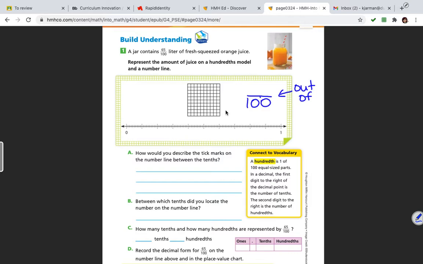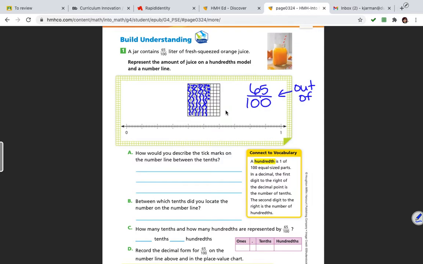So we're going to count out 65. That is 6 tenths and 5 hundredths. So that's 1/10, 2/10, 3/10, 4/10, 5/10, 6/10. So over half of 100, and then we're going to count out 5 hundredths: 1, 2, 3, 4, 5. So that's 65 out of 100 that we shaded in.